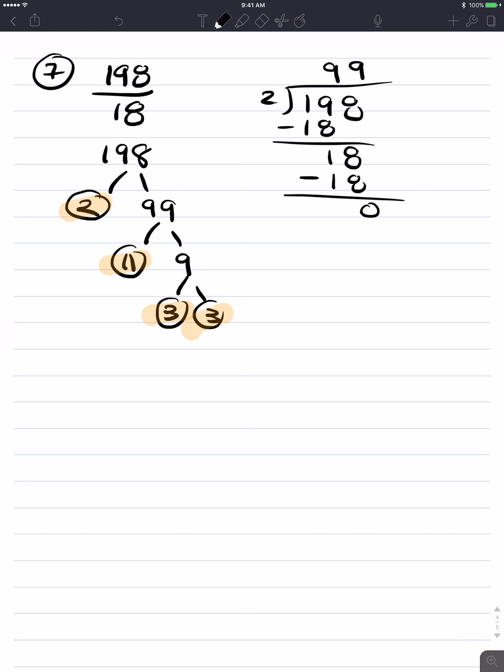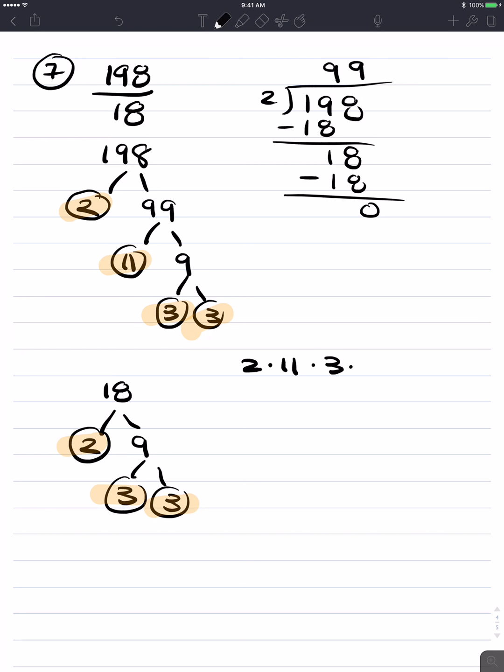We now have to break down 18. 18 is 2 times 9. We can write 6 times 3, but it doesn't matter. 2's prime. 9 can be written as 3 times 3. So 18 is the product of 2 times 3 times 3. Let's see what we can simplify. 2 times 11 times 3 times 3 is 198. 2 times 3 times 3 is 18.